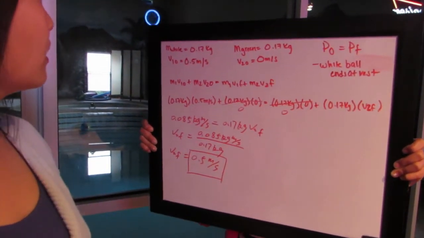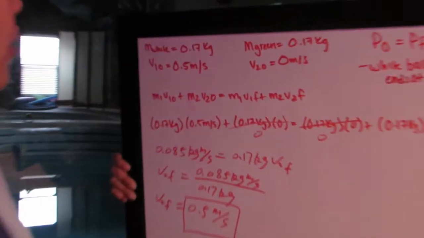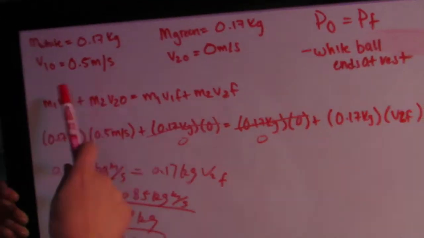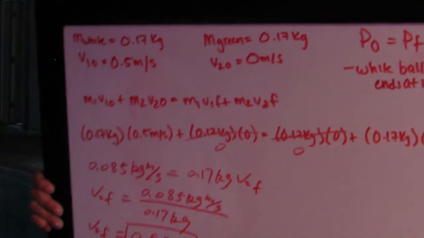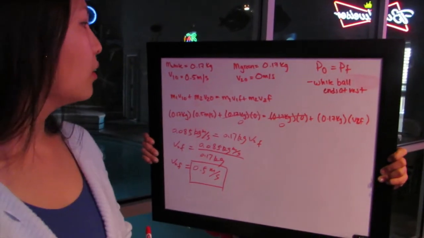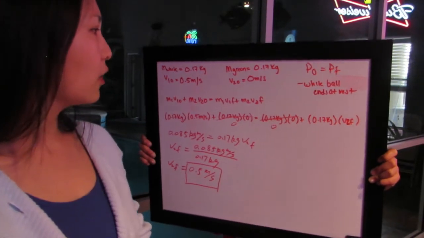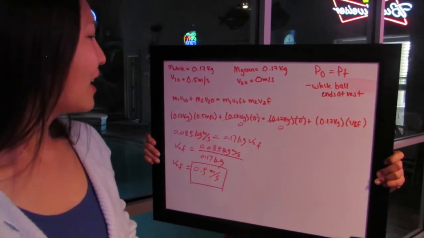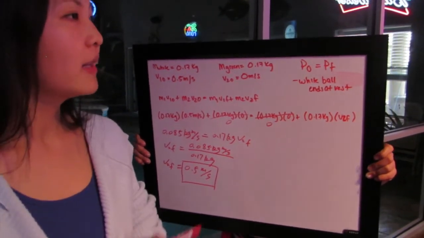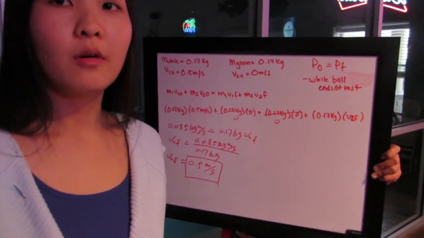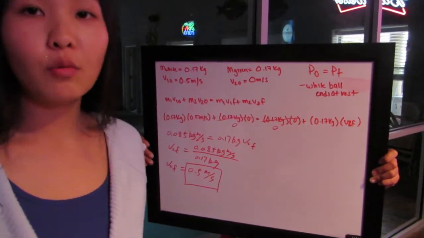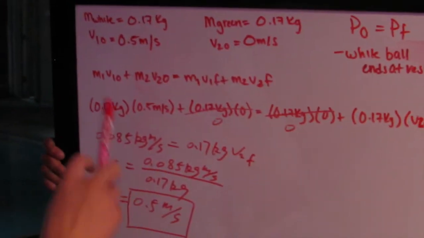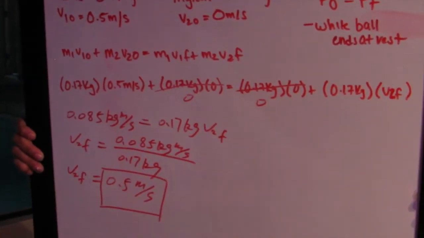We set the mass for both balls equal to 0.17 kilogram, and the initial velocity for the white ball is equal to 0.5 meter per second. Since the green ball is at rest, the initial velocity for the green ball is 0 meter per second. And we're going to prove that the white ball is still at rest. Therefore, the final velocity for the white ball is equal to 0 meter per second. And that's the formula we're going to use for this case.